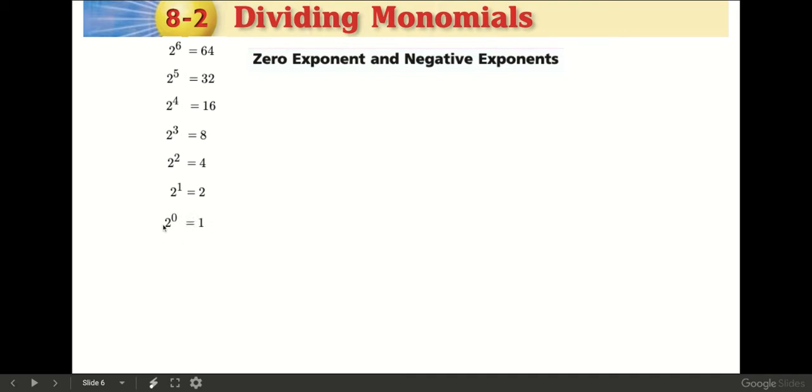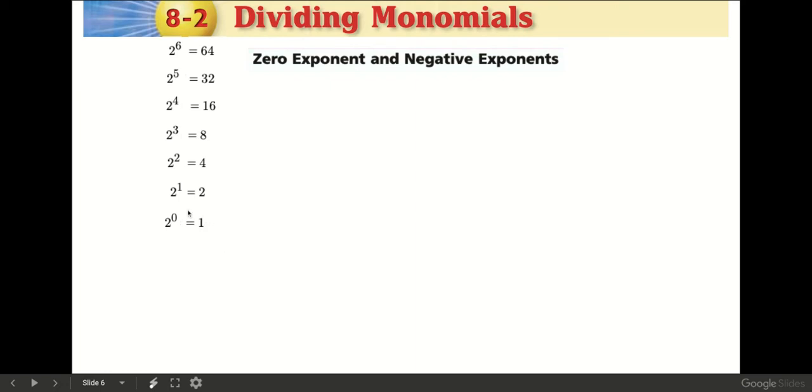Many people will try to tell me that 2 to the 0 power is 0, but it's not. And you can tell by the pattern that it has to be equal to 1, right? Let's continue this pattern. What's 1 divided by 2? 1 divided by 2 is a half.